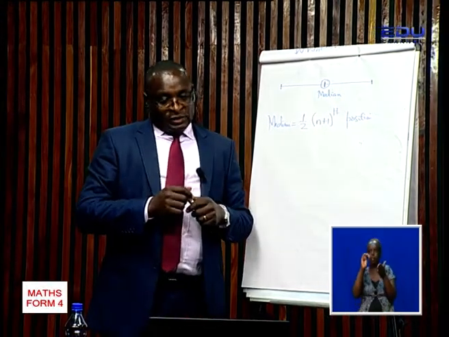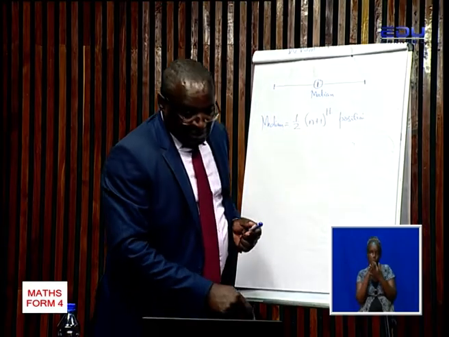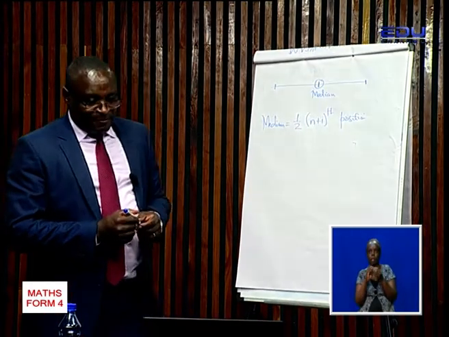When n is odd, the median is simply that middle value. However, when n is an even number, the median is the mean of the two middle values. Let's look at an example.